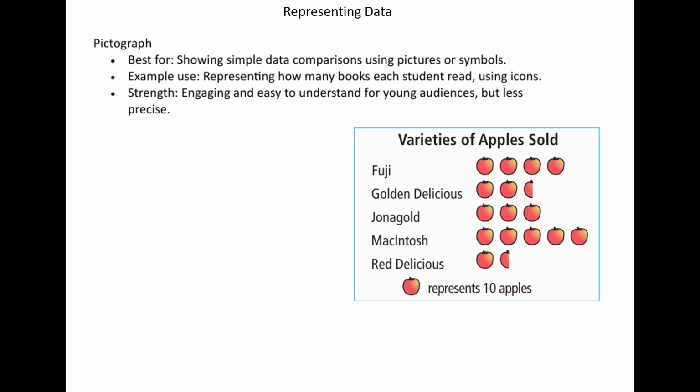Now, if I were instead to say one apple picture represents 1 apple, then I would have to draw 40 apples, but then that would be really long. So I shortened it by saying one picture of an apple represents 10 apples. So now you can see it's really good for showing simple data comparisons using pictures and symbols. And it's good for a young audience because they like pictures.